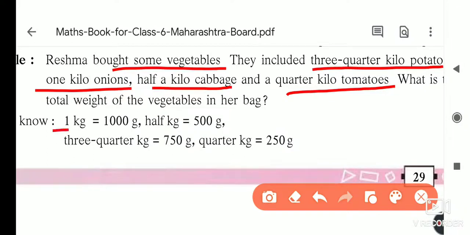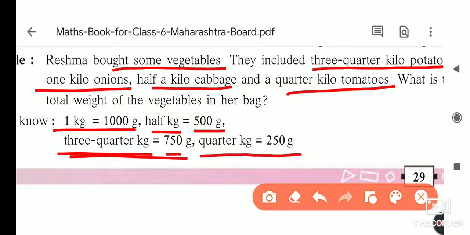So here it is given 1 kg is equal to how much? 1000 grams. So half kg is half of 1000, which is 500 grams. Next is 3/4 kg. So 3/4 kg means how much? 750. I will tell you how. Before understanding 3/4 kg, we will just focus on the quarter kg.